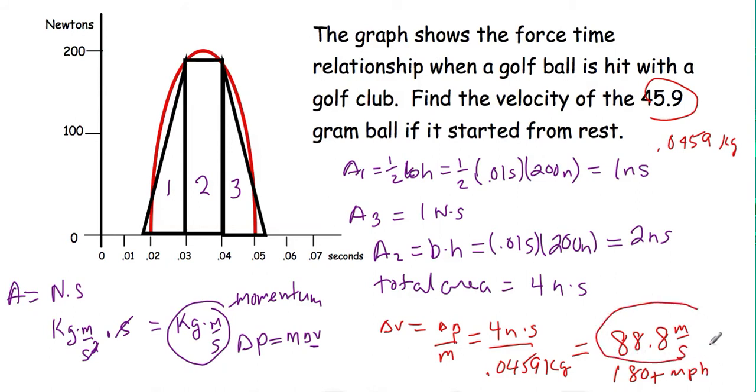This is probably what we're used to using. Miles per hour is probably what you're used to using here in America, but 88.8 meters per second is what we're going to be required to use in IB and other SI measurements. So that concludes our impulse video.